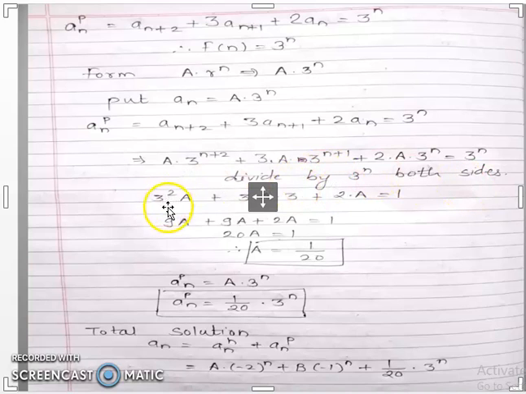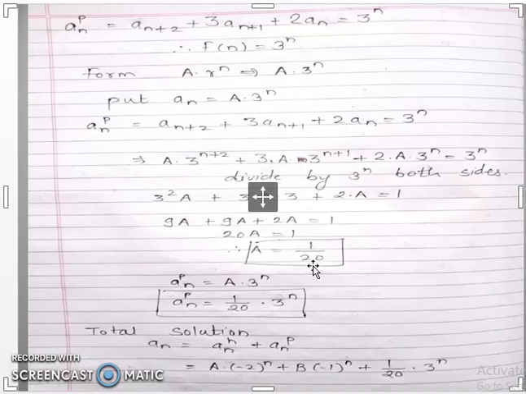After dividing, the next equation will be 3 square into a plus 3 into a into 3 plus 2 into a is equal to 1. Then 3 square, answer is 9, into a plus 3 into 3, 9a, plus 2 into a, 2a is equal to 1 as it is. 9a plus 9a plus 2a, 9 plus 9 is 18, 18 plus 2 is 20a is equal to 1 as it is. Therefore, we get a is equal to 1 upon 20.